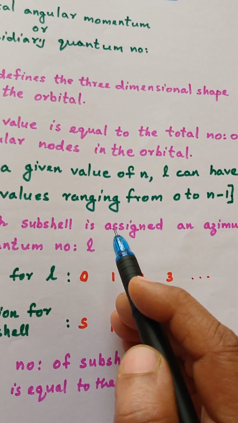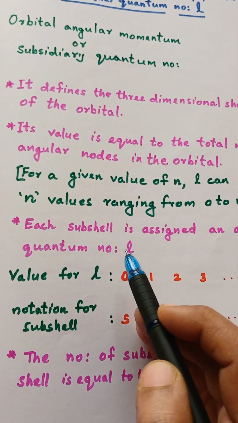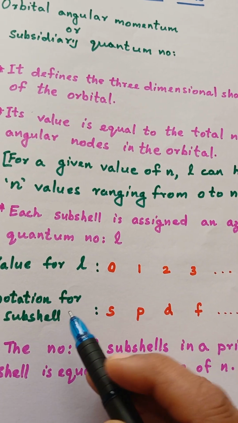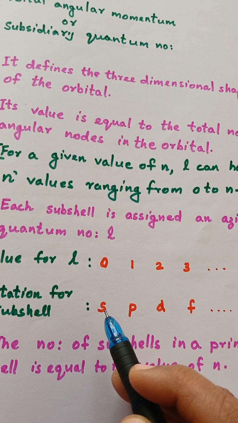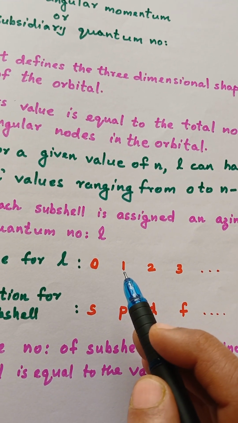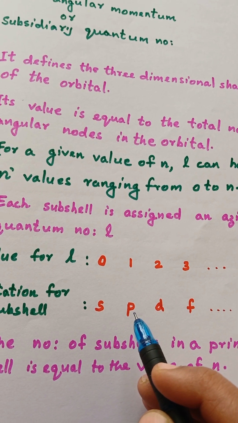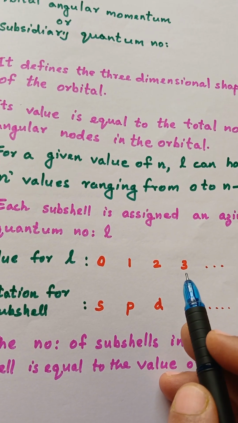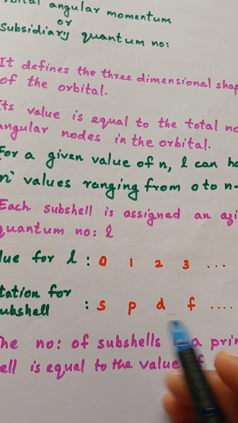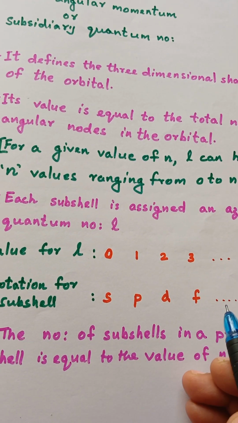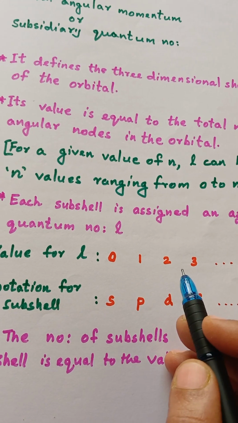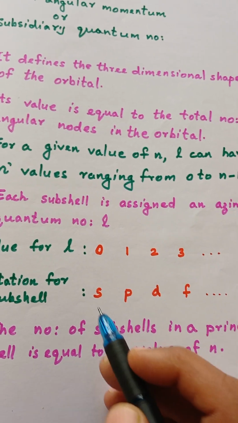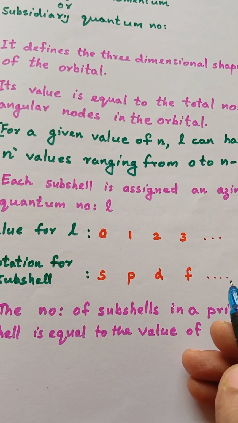Each subshell is assigned an azimuthal quantum number L. If the value of L is 0, then the notation for that subshell is s. If L is 1, the subshell is p. If L is 2, the subshell is d. If L is 3, the subshell is f, etc. You are familiar with s, p, d, f subshells. Now they are assigned a value of L: the values are 0, 1, 2, 3, etc., and the notations are s, p, d, f, etc.